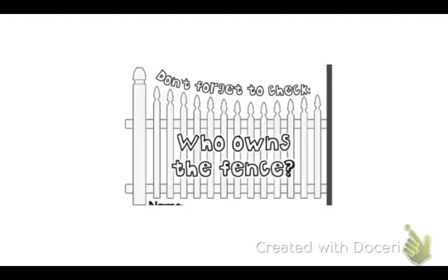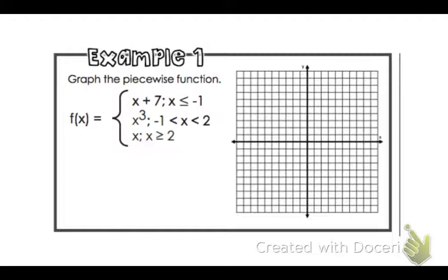One of the important things is just don't forget to check who owns the fence, meaning who gets to use the open circle and who gets to use the closed circle on each of those breaks in our subdomain. So let's graph another example. So again, we have 3 parts of our subdomain.